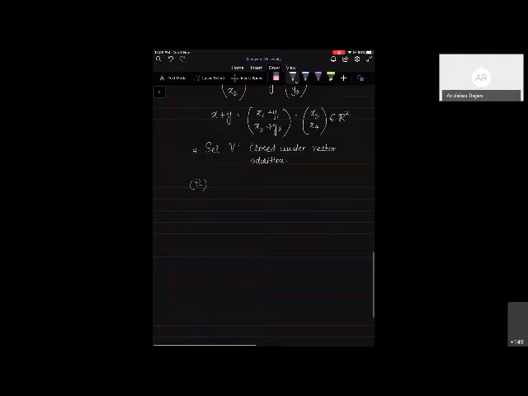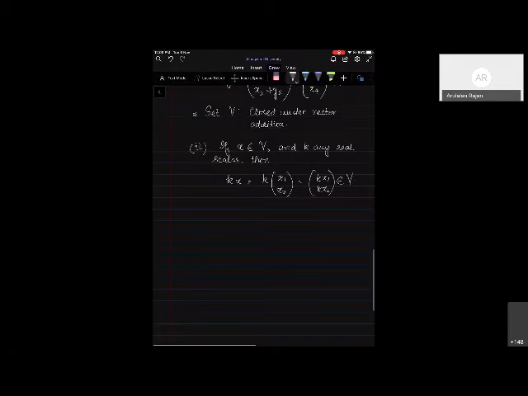The second thing that we are going to look at is, suppose x is an element of V and k is any real scalar, then kx, which is k times x1, x2, must be equal to kx1, kx2. Now, this element should also be an element of V. That means it is closed under scalar multiplication. It could be for any n, so I'll just put it as x1 up to xn, kx1 up to kxn.